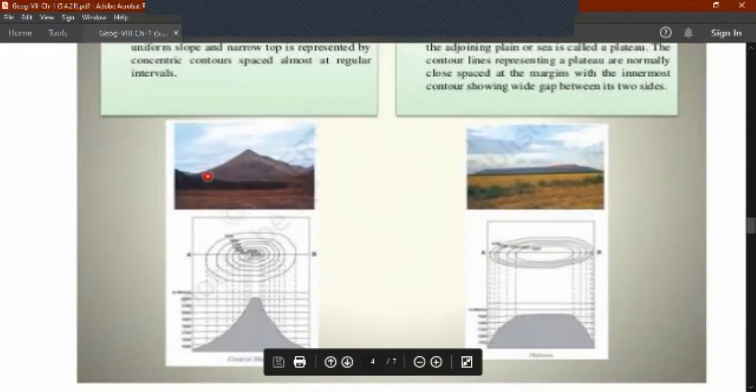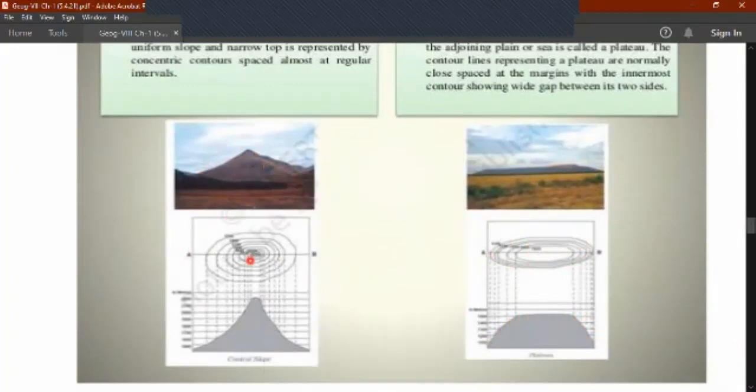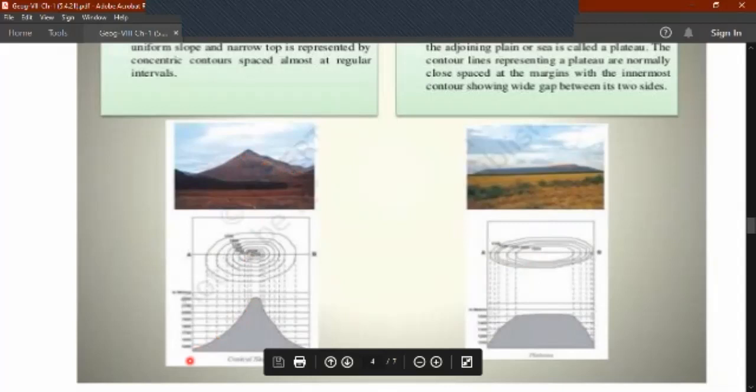Second is a conical hill. A conical hill is simply a low elevation hill in the shape of a cone with uniform steepness on all the sides. The contour lines of a conical hill are evenly spaced in almost concentric circles, as you can see here.